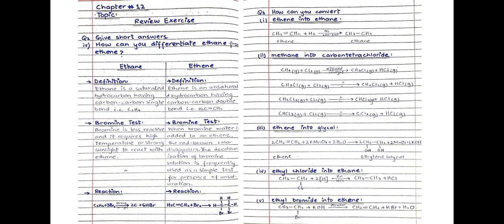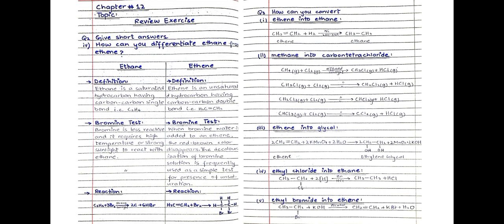How can you differentiate ethane from ethene? First of all, whenever we have to do a differentiation, we should do it through columns. We should differentiate column-wise. And second point, in order to get good marks, we should write at least 3 points in each column. So here we are also doing the same procedure.